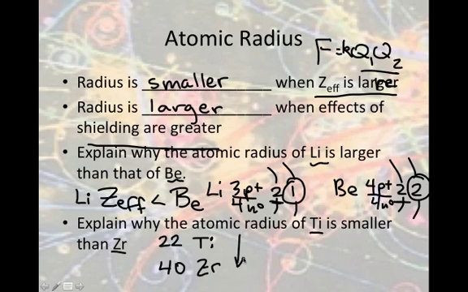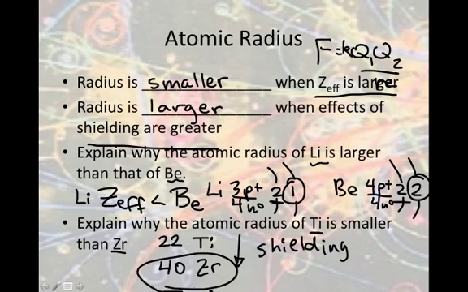So we're going down the row. Shielding is not constant here. The effects of shielding are greater for zirconium than for titanium. Thus, the atomic radius will be larger here because zirconium cannot hold on to the electrons in its valence shell nearly as well as titanium. So it's always about nuclear charge and shielding.